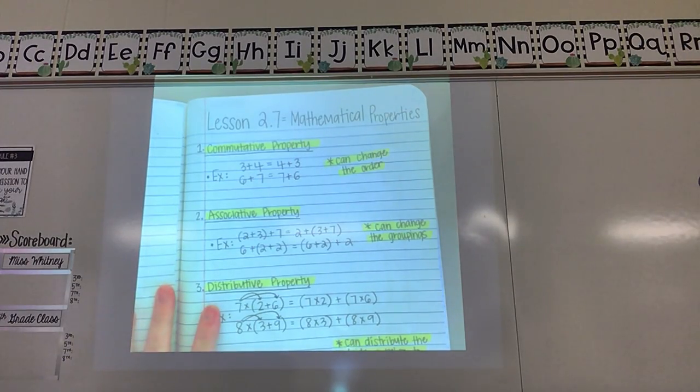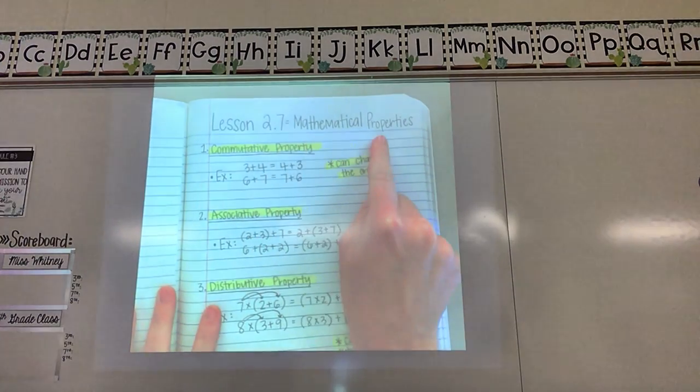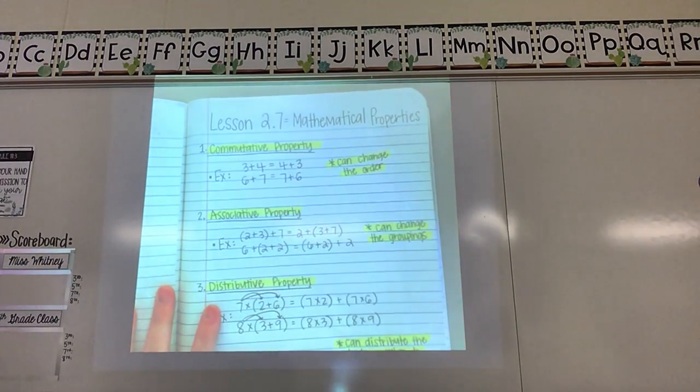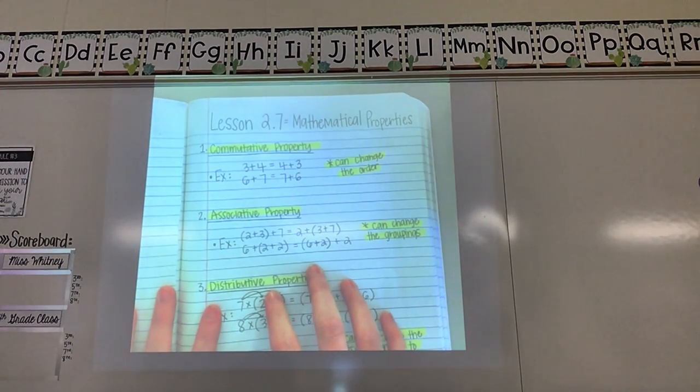Fifth grade. Today in math, we did lesson 2.7, which is over mathematical properties. Properties are just different strategies and things that we can use when we're working with numbers to help make things a little bit easier. So today we're going to talk about 3 different properties or strategies that we can use when we're adding numbers to make our lives a little bit easier and help us do it more in our head instead of having to work every single thing out on paper.